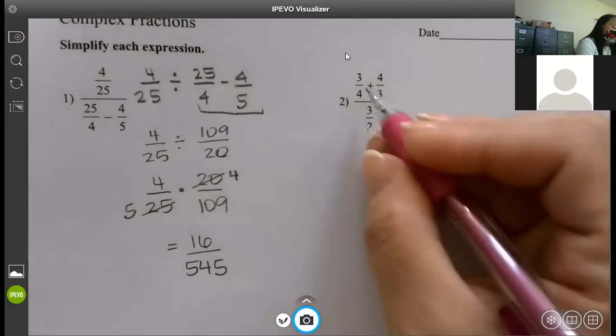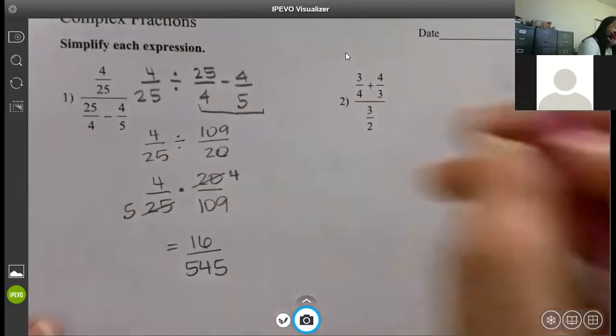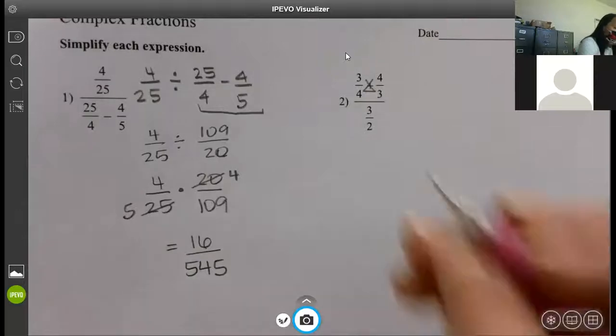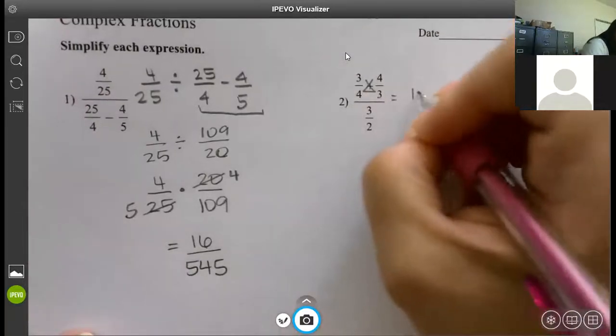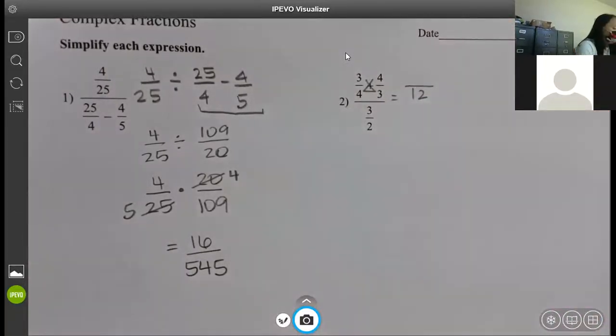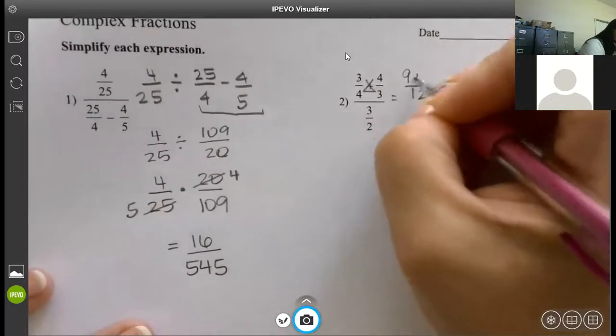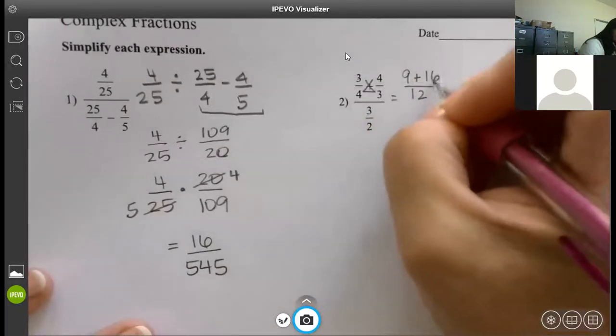So on the next one, we're going to add these together. Remember what I told you? You cross multiply them. So we would have a 12 on the bottom. 4 times 3 is 12. 3 times 3 is 9, plus 4 times 4 is 16.